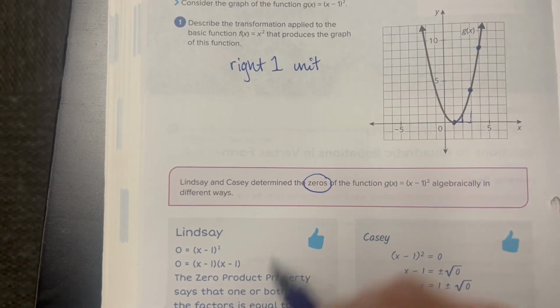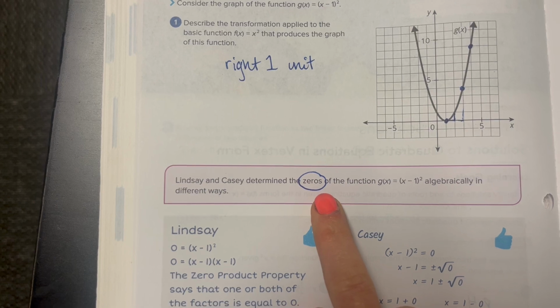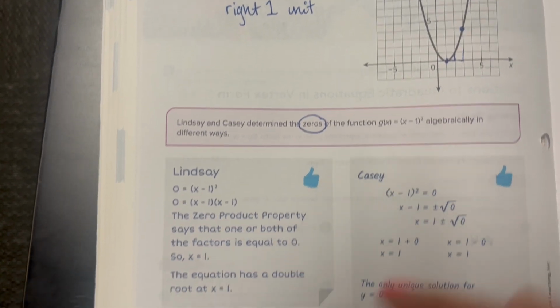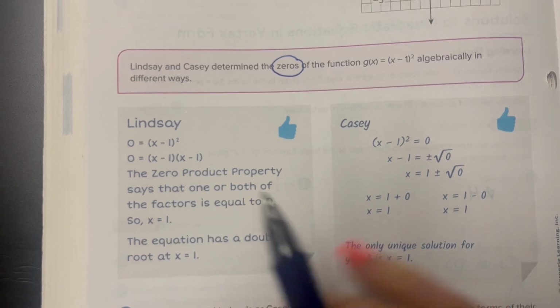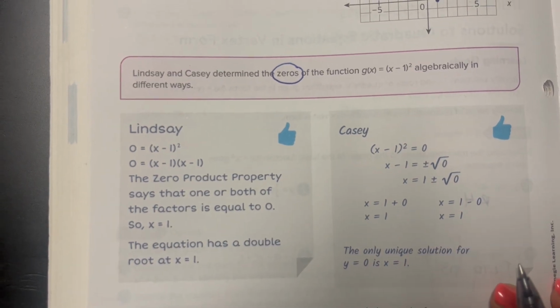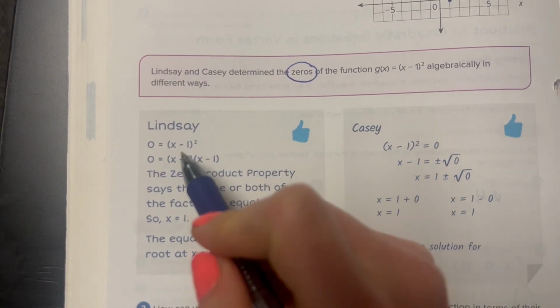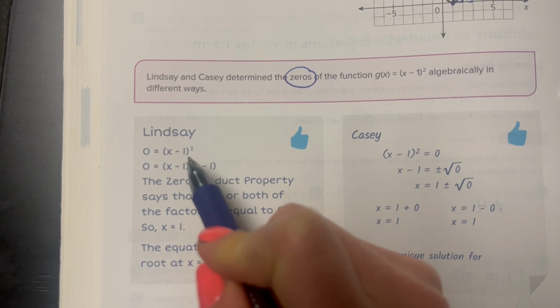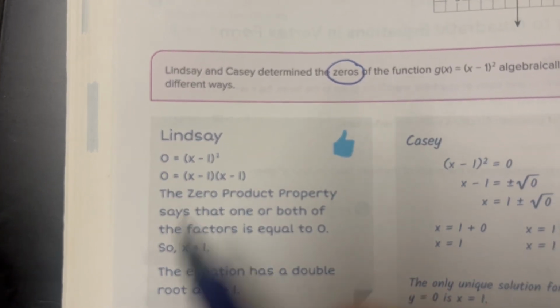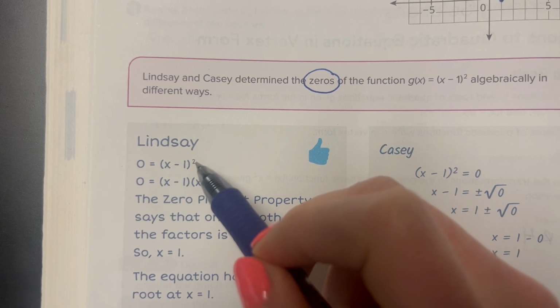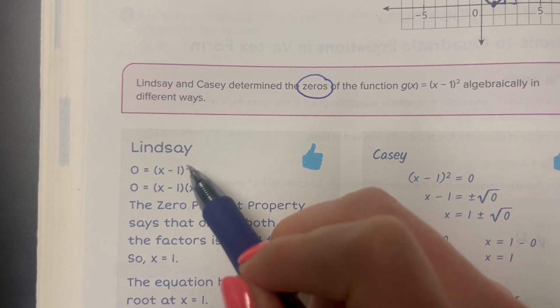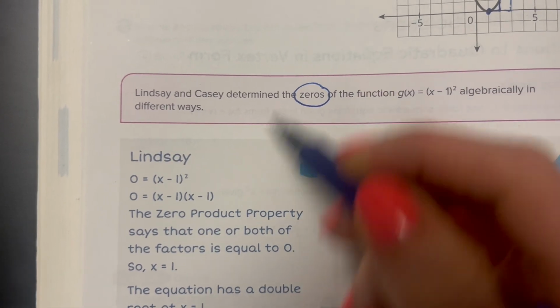Okay, so Lindsay and Casey determined the zeros of the function. So let's remember that the zeros of the function are the solutions. They did it different ways. So Lindsay did it in this way that we learned how to factor last time. Okay, if you have x minus 1 squared, I'm going to look at Lindsay's first. You guys know what squared means, right? So this whole time you've been seeing this little squared out here. Did you know that squared means take it and multiply it by itself twice?